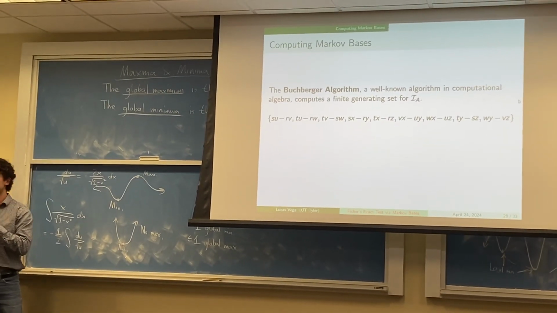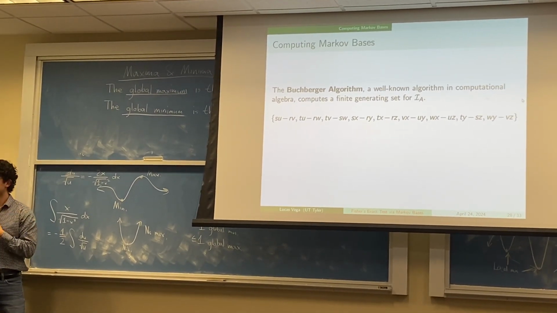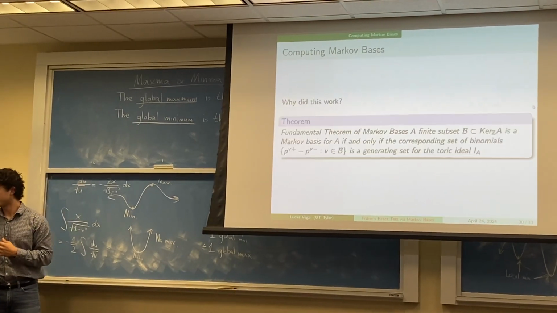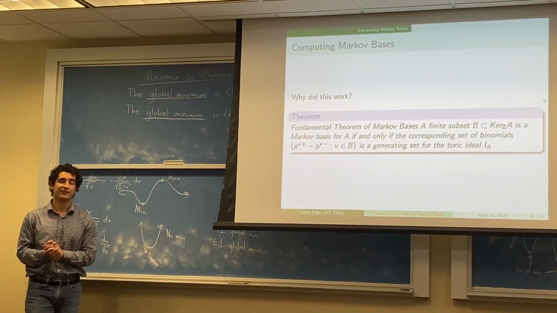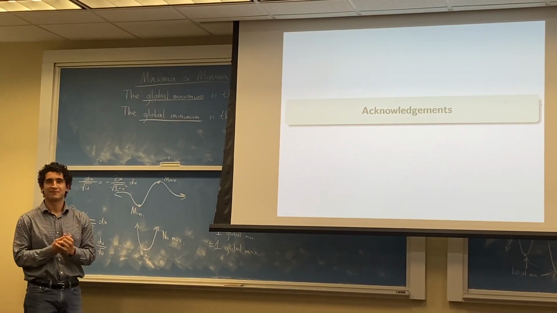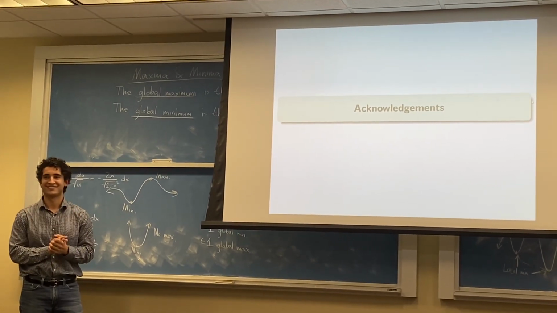So we found a generating set for the toric ideal, and we took the associated vectors, and that was our Markov basis. And so that's it. Okay, acknowledgements. Are there any questions? I know it was kind of a lot going on.